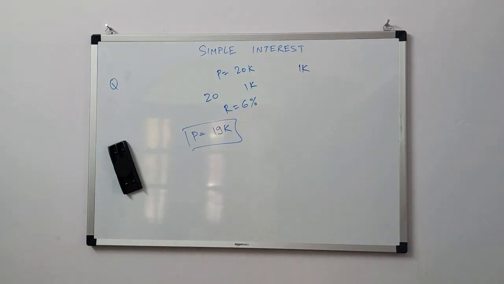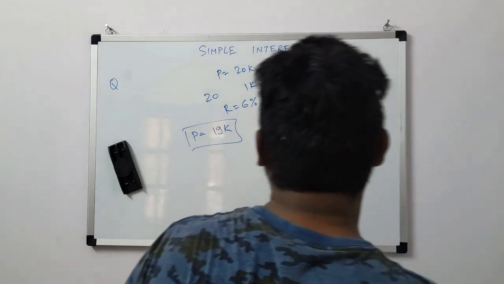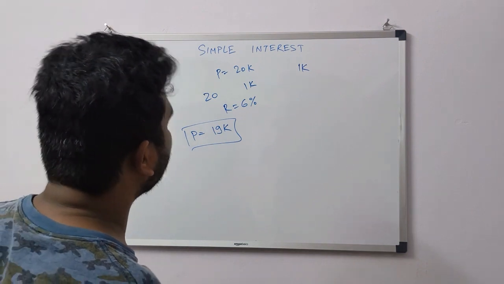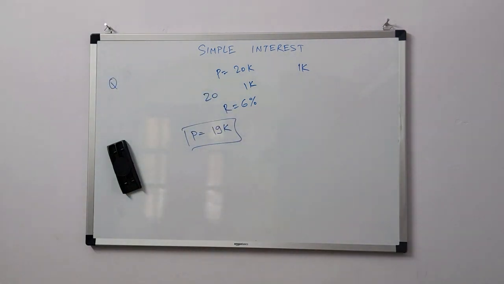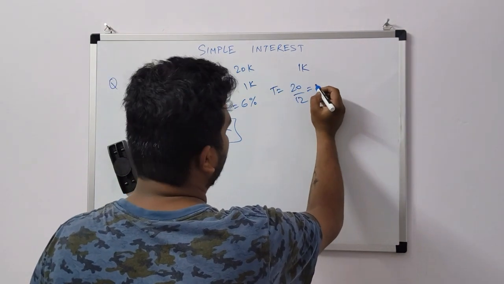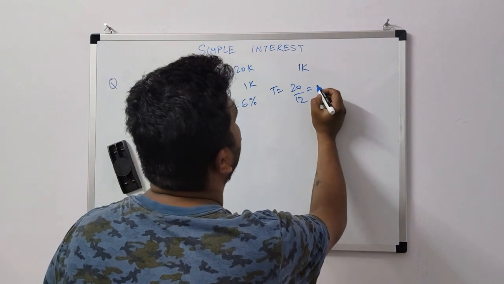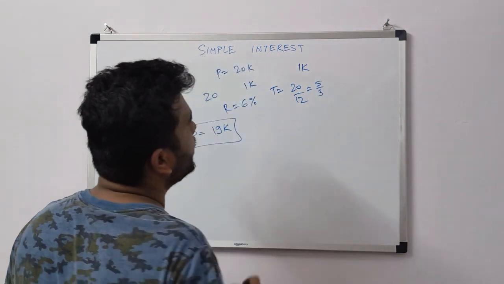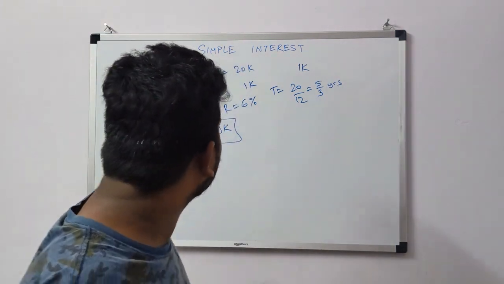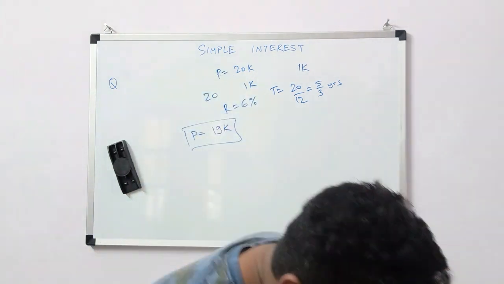Now the first installment is to be paid at the time of purchase, and we need the value of the last installment covering the interest as well. What will be the last installment? So, how much money are you paying? You're paying 1,000 rupees, 20 installments. So your time period will be 20 installments. 20 upon 12 is what? 10 by 6 or 5 by 3. So let's keep it like that only. Time is this many years, and the principal is 19,000. Rate is 6% per annum.